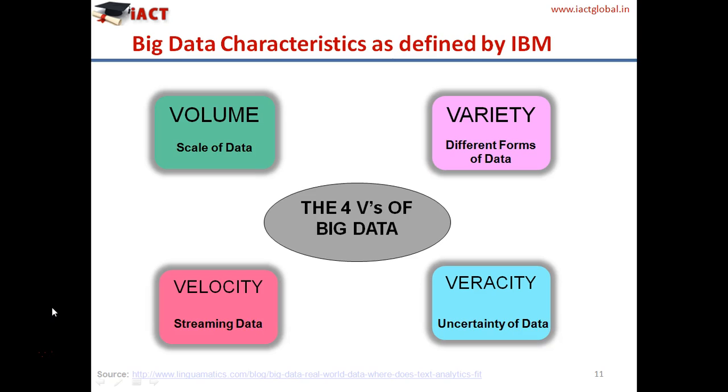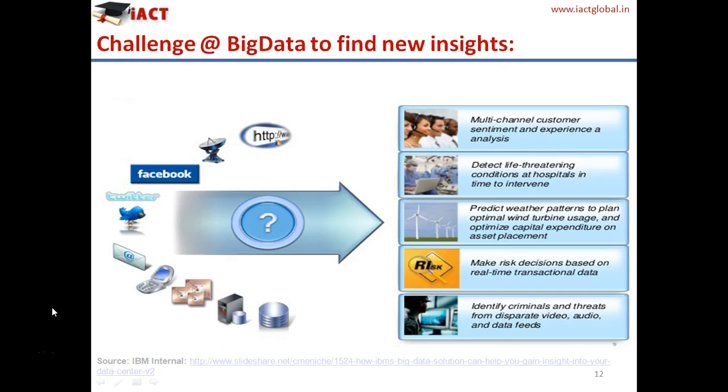Next is velocity of data, streaming data. Velocity means data is coming in at a very fast speed. So daily we are having a huge pile of data which is adding up, and we have to store it and analyze it to make better future decisions. So these were the 4 V's of big data as defined by IBM.